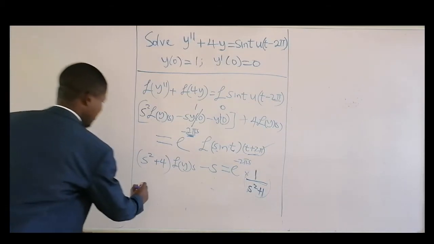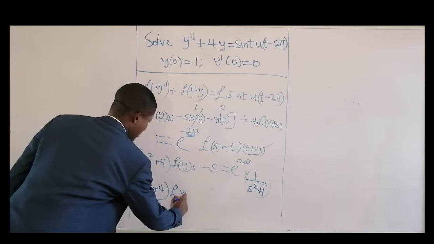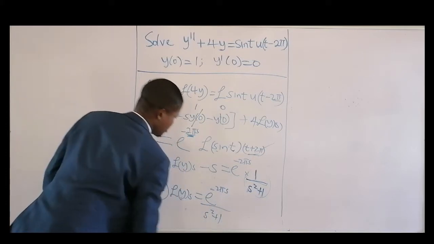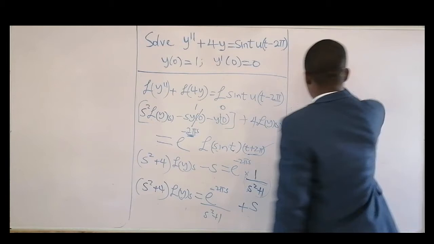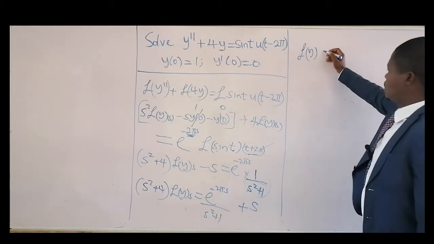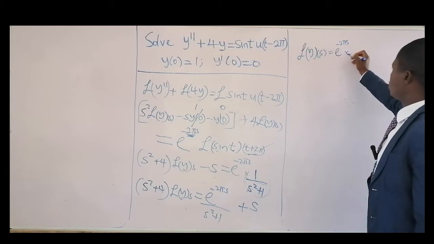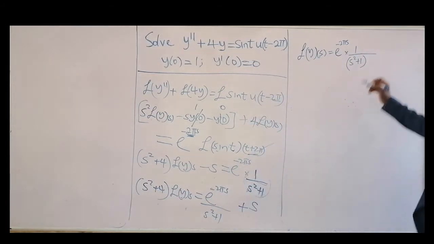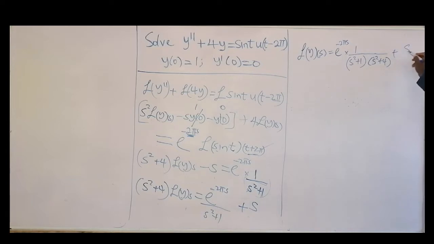So the next thing to do, we now have s squared plus 4 times Laplace of y equal to e to the minus 2π s over s squared plus 1, and then plus s. Now make the Laplace the subject by dividing through by s squared plus 4. So Laplace of y equals e to the minus 2π s times 1 over (s squared plus 1)(s squared plus 4), then plus s over s squared plus 4. So this is what we have now.